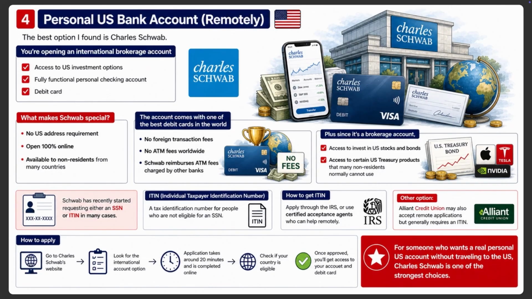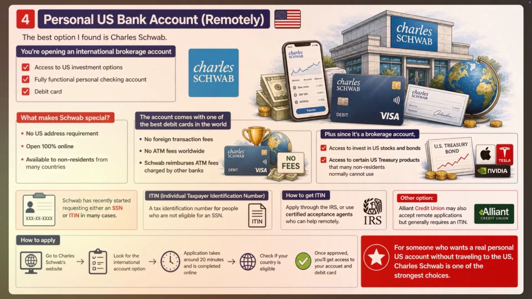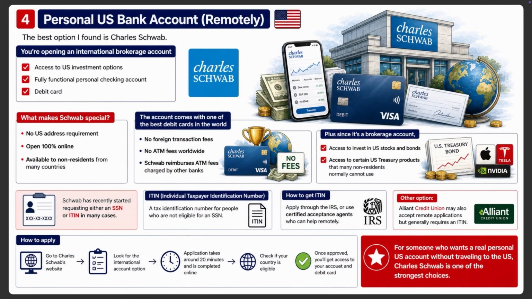One thing to understand is that because this is connected to a brokerage account, the protection is not FDIC insurance in the usual way. Instead, it is covered by SIPC protection, which applies to brokerage accounts. In practice, for this type of setup, the difference may not matter much for many users, but it is still important to understand. The debit card is one of the strongest features. It has no foreign transaction fees, no ATM fees worldwide, and Schwab reimburses ATM fees charged by other banks.